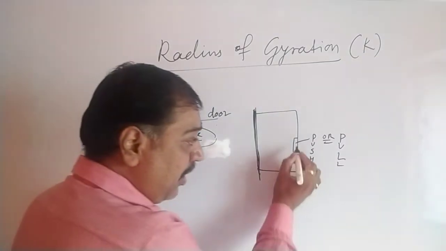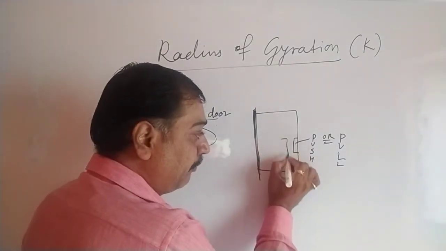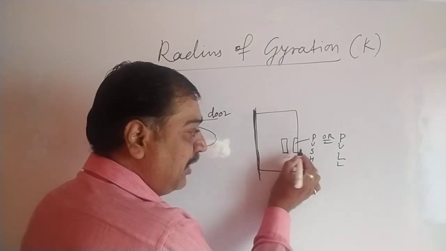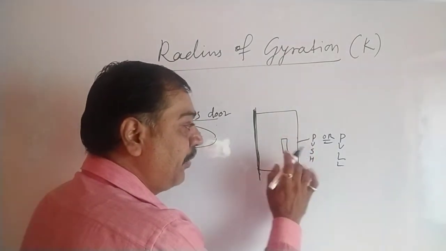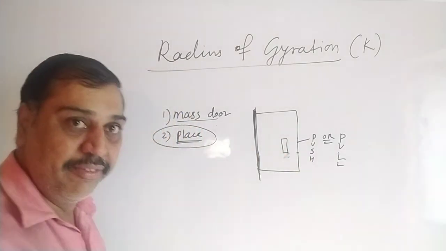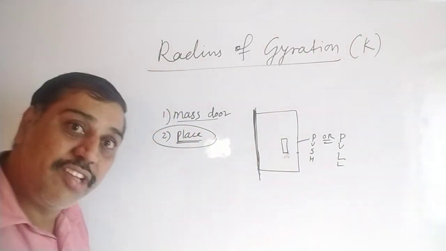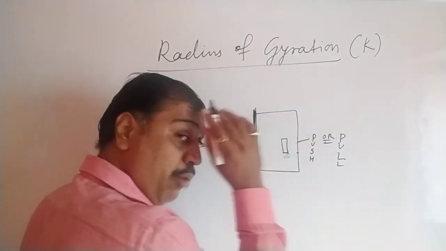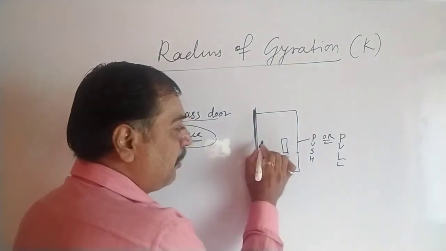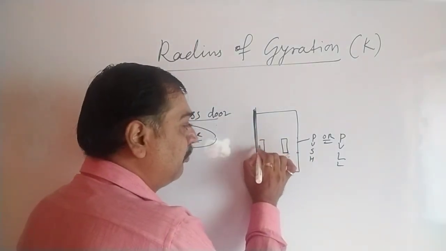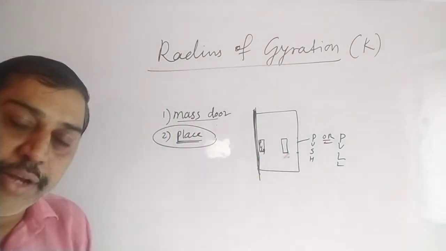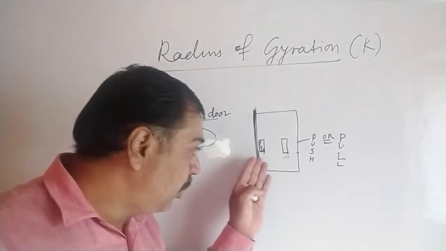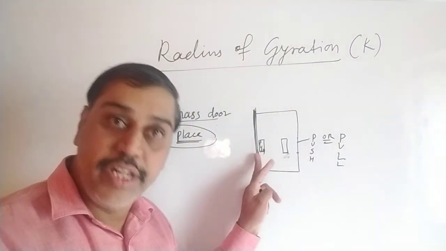But if this push word is shifted here, instead of this place, I have attached this handle here, on the inner side. What will occur? More force is required. Nobody will do it like this, but suppose someone attached the handle here and mentioned push. Can you imagine? A very huge force is required to open the door here.